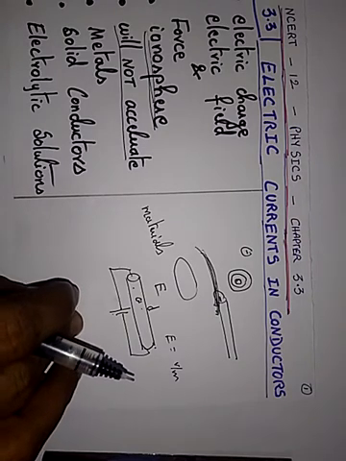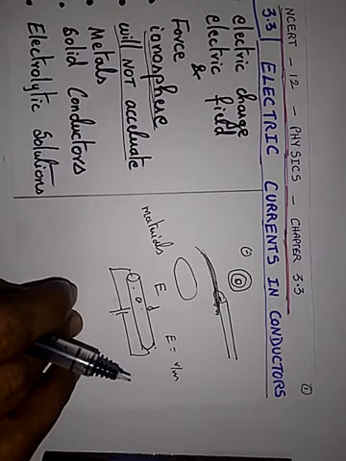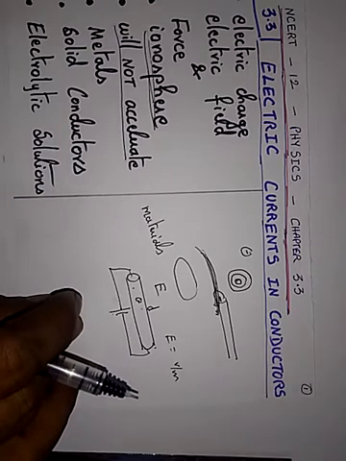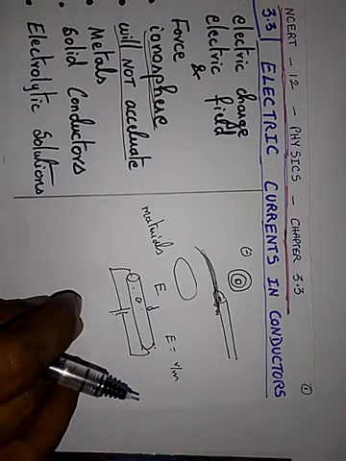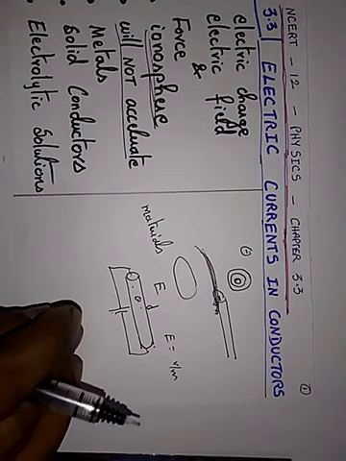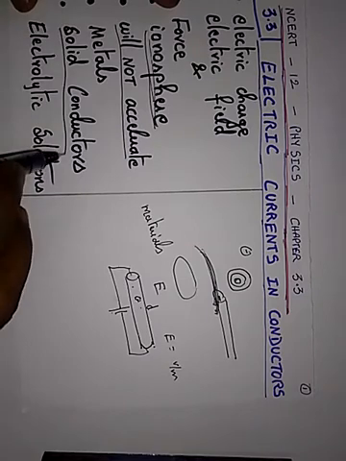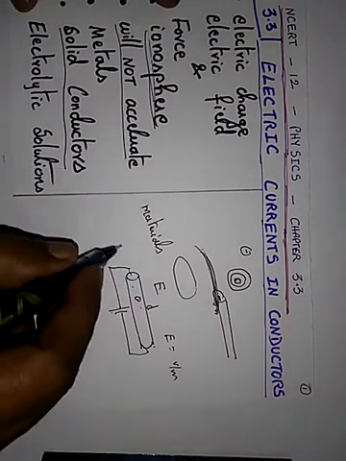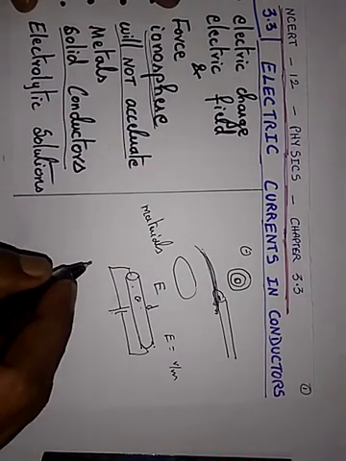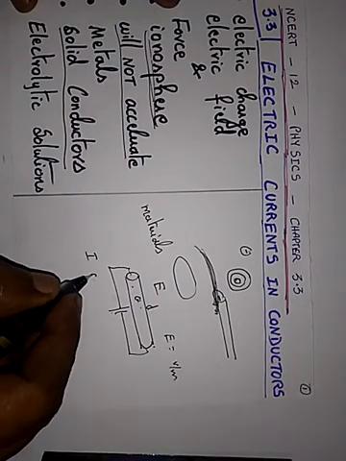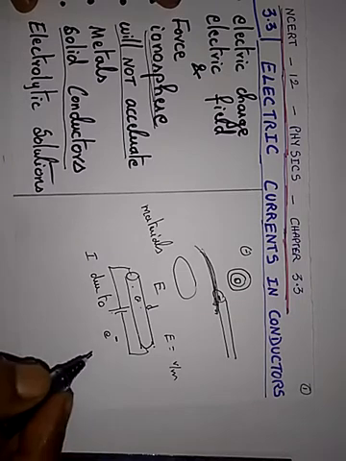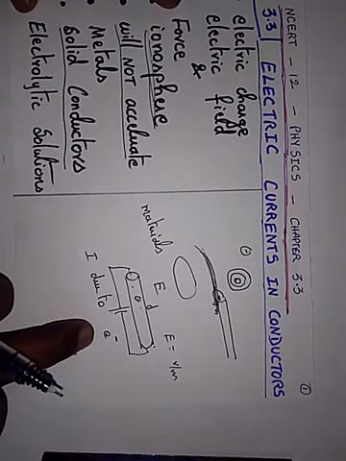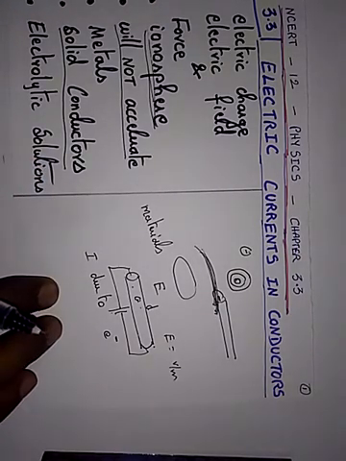Now, if we consider solid conductors, of course the atoms are tightly bound to each other, so that the current is carried by the negatively charged electrons. That is, in solid conductors, the current I is due to electrons only, the free electrons.